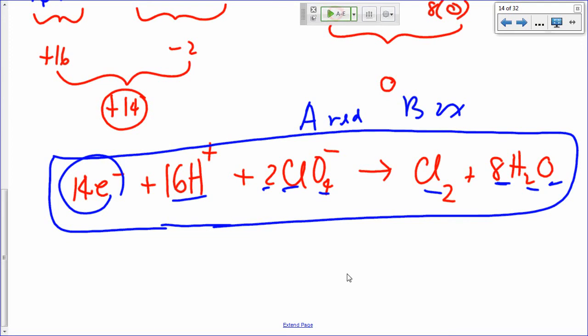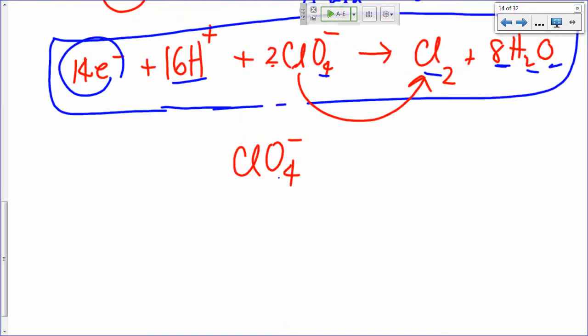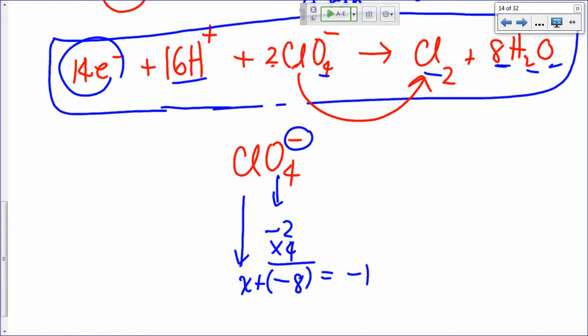Let's verify using oxidation number. Remember what got reduced here? This one, right? 2ClO4- gives you Cl2, right? What's the oxidation number of chlorine in ClO4-? What did we say oxygen was? Oxidation number of oxygen is -2 times 4. That gives you -8. So what must the chlorine be here? Let's call it x plus -8 equals -1, the overall charge.